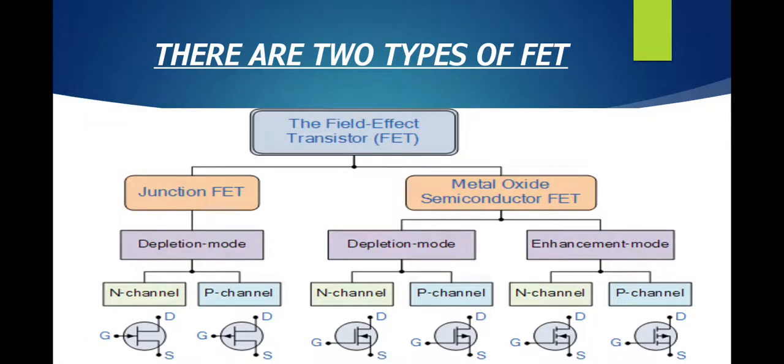There are two types of FETs: one is junction FET and another is metal oxide semiconductor FET. In junction FET we have a depletion mode, where we have N channel and P channel. In metal oxide semiconductor FET, we have a depletion mode, and similarly an enhancement mode. In depletion mode, we have N channel and P channel. Similarly, in enhancement mode, we again have N channel and P channel. Clear? Very good.